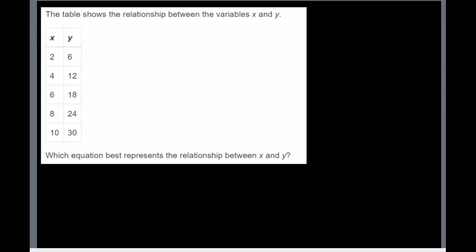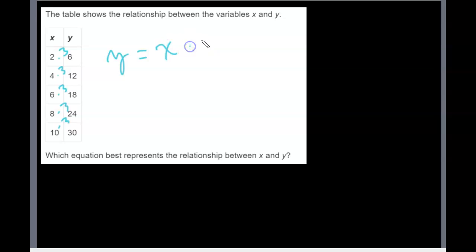Okay, so how do I get from 2 to 6? 2 times 3 makes 6. Let's try that. Does that work for the rest of them? Is 4 times 3 12? Yes. Is 6 times 3 18? Yes. Is 8 times 3 24? Yes. 10 times 3 30? Sure is. So your y value is going to be your x value times 3.